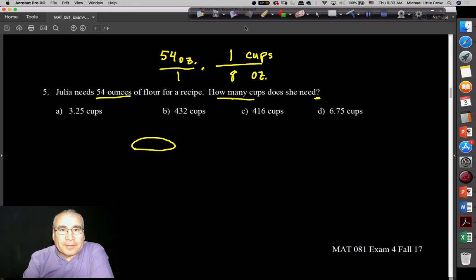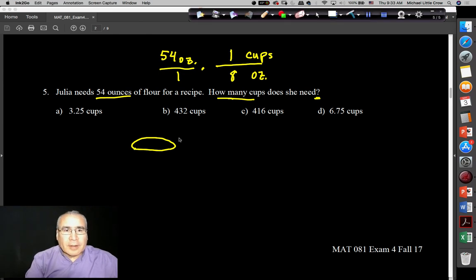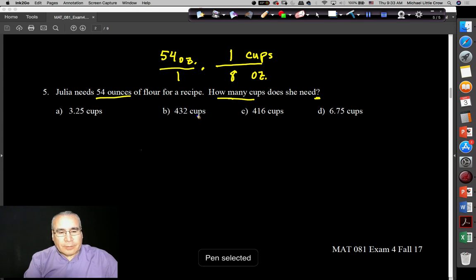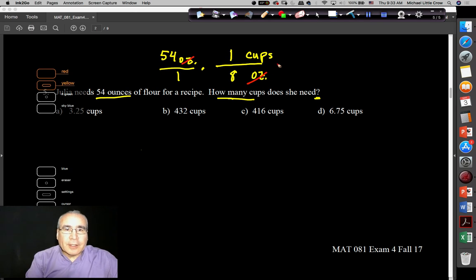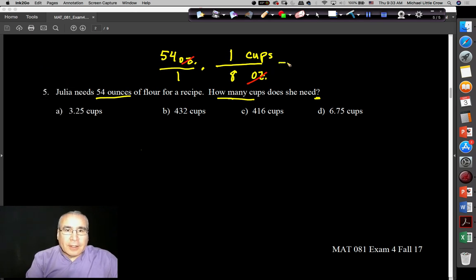So that's going to be our conversion factor. Come back to the question. What happens here is the ounces will cancel with each other. And so we've got 54 divided by 8, coming straight across, multiplying by 1, and the unit that is going to be left is cups. So we take 54 divided by 8.